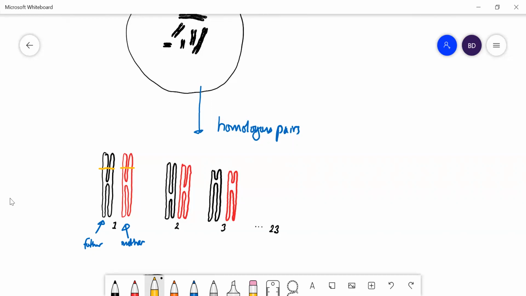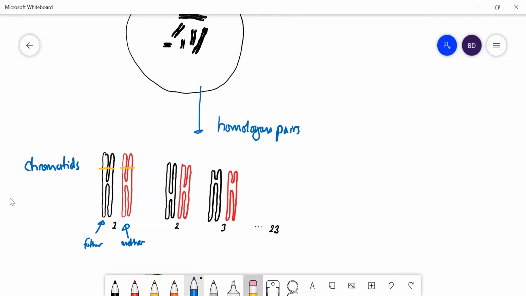Right. So as I say, they're called homologous pairs. Now, you may also notice that each of those chromosomes is divided into 2, and those 2 are called chromatids.